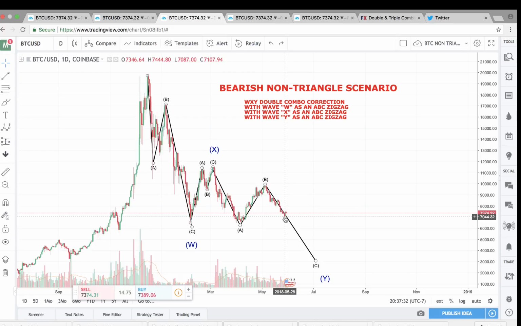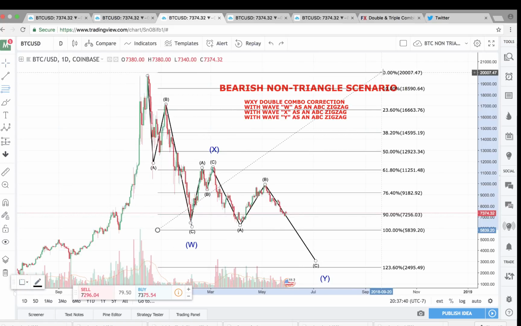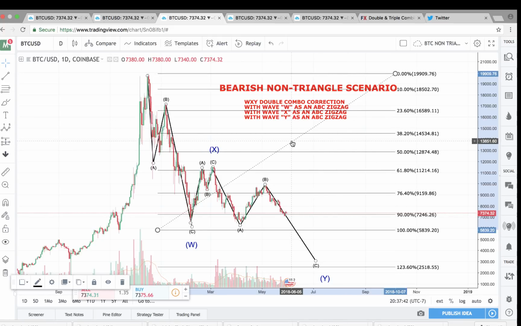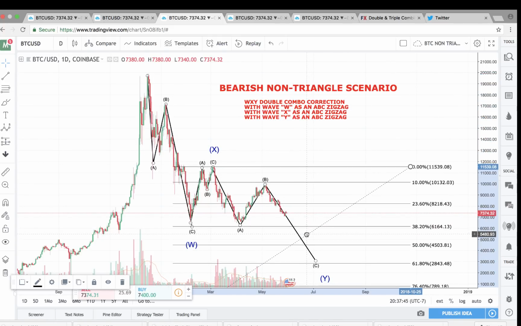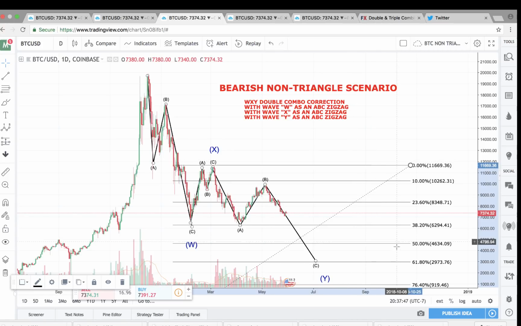If we look at the targets for this particular scenario, just taking our fib retracement tool right here, measuring the size of the W wave, and then projecting it from the X wave, we get a conservative target of the 61.8% fib ratio of a little under $3,000, right about $3,000. So in this particular scenario, it also gives us sub 4K levels, just like my pin scenario does as well. So both of these bearish scenarios will give us sub 4K levels before this correction is over.